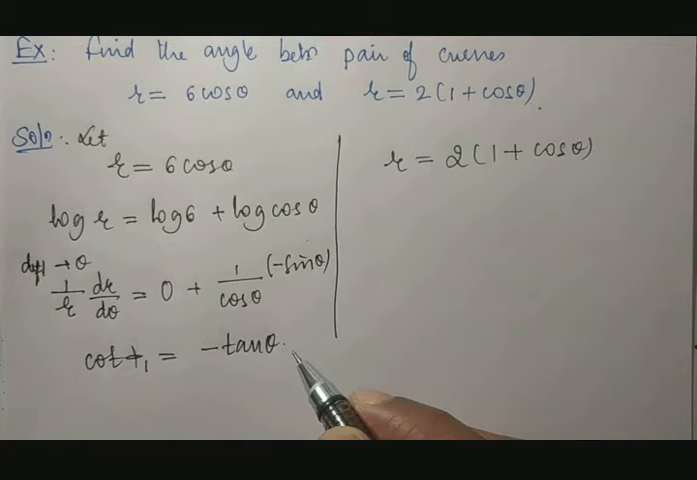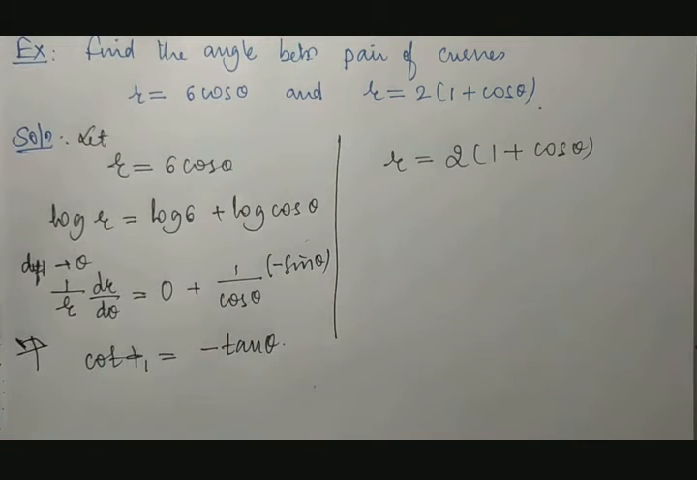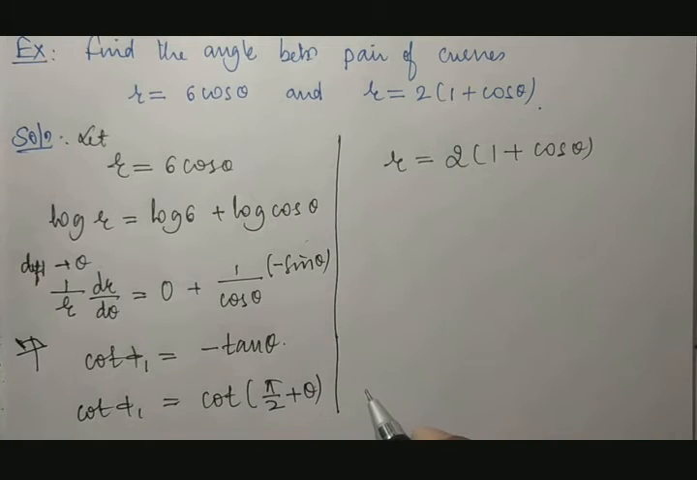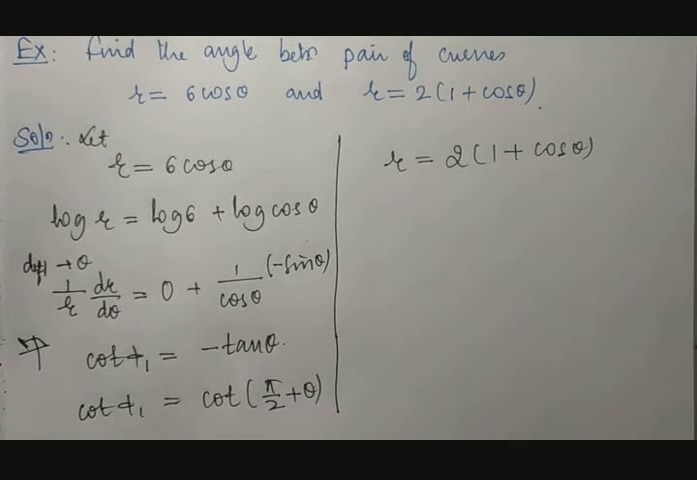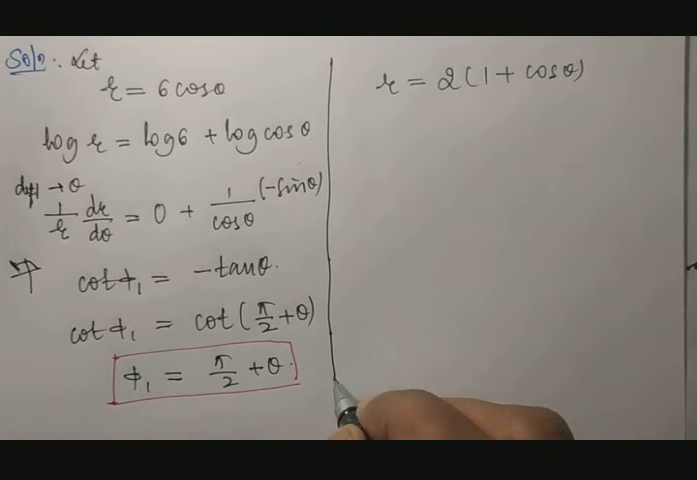Fine, minus tan theta. Then we need to convert this minus tan theta, so we push it to the second quadrant, where we can take it as a co-trigonometric function, that is cot. So it becomes cot of 90 degrees plus theta. Therefore, phi 1 is equal to pi by 2 plus theta. So this is the first angle between the radius vector and the tangent.